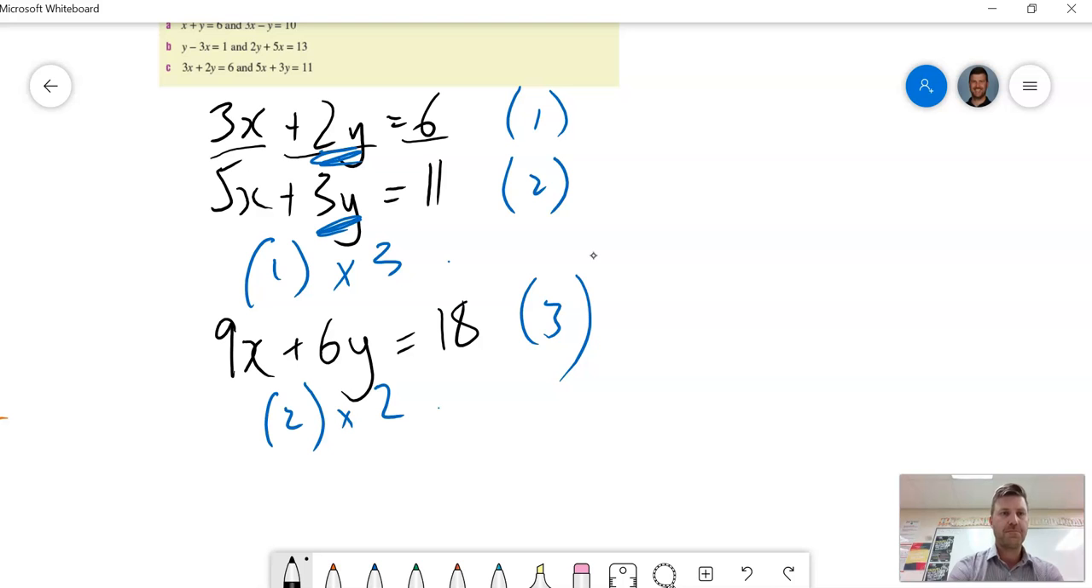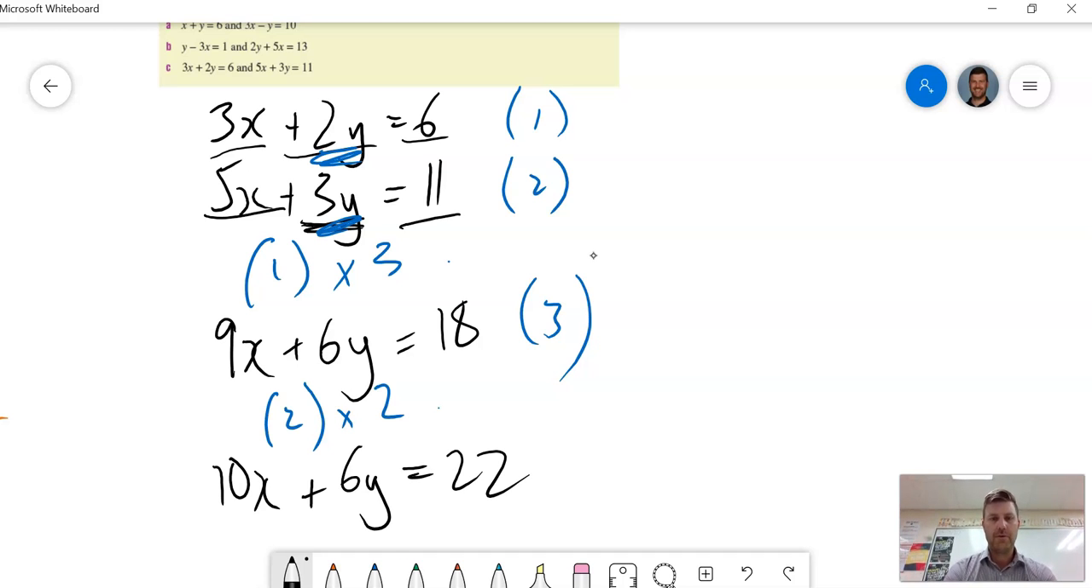Let's go ahead and do that. So 5x times 2 is 10x. Positive 3y times 2 is positive 6y, my apologies. And 11 times 2 is 22. Now I've got equation 4. And now I do have a matching pair with the coefficient of y. So now I can eliminate the y pronumeral from my equation.